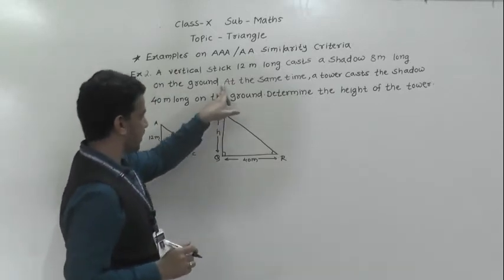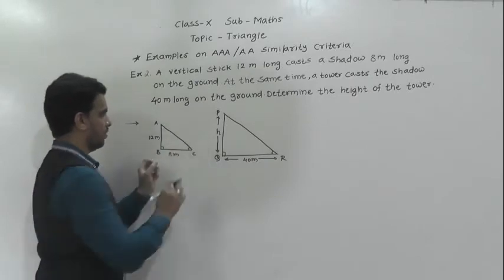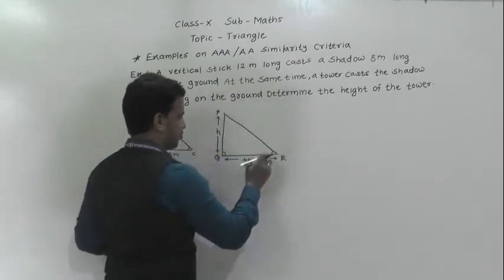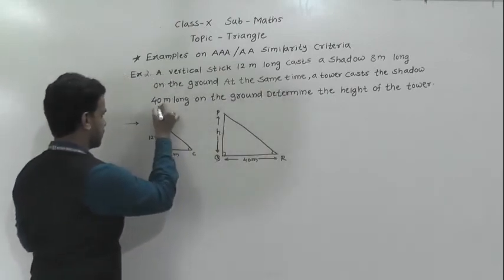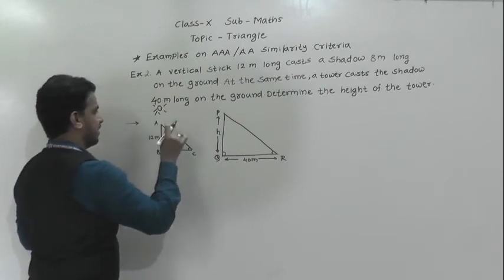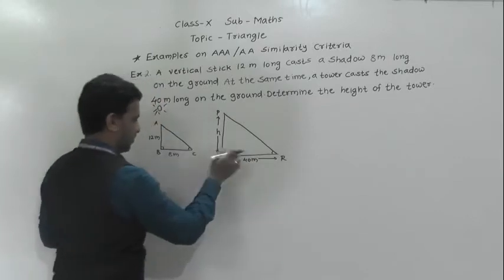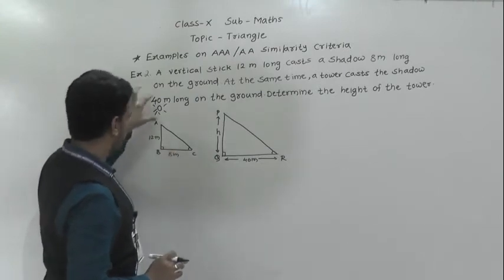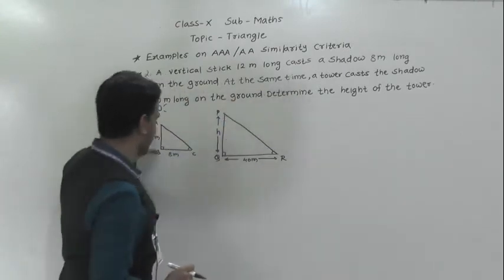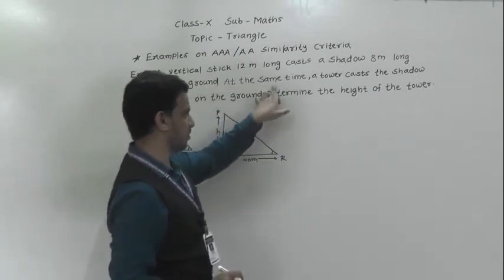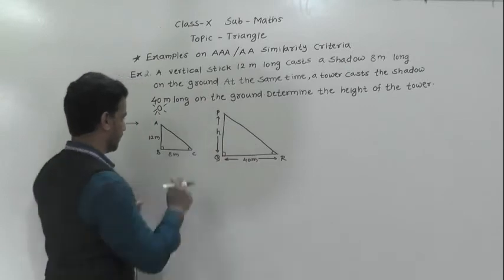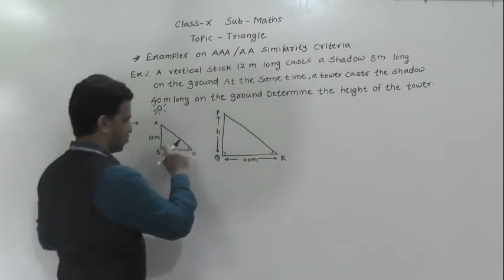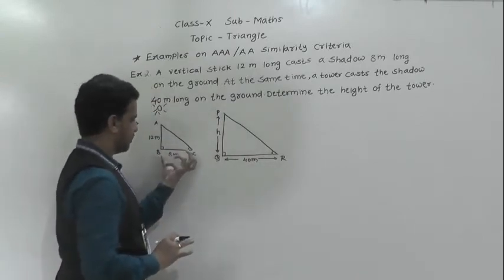Because the stick and tower cast shadow at the same time. So this is the angle of elevation of the sun. Suppose the sun is here, then the angle of elevation at the same time is equal for both. So angle C and angle R are equal, because the information is given that both stick and tower cast shadow at the same time. Angle B is equal to angle Q, and angle C is equal to angle R. So these two triangles are similar by AA criteria.